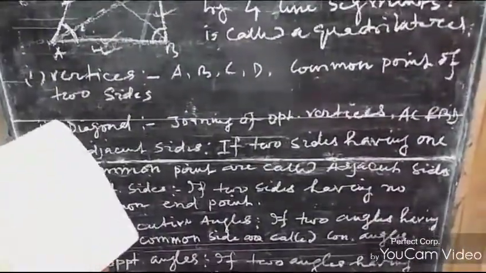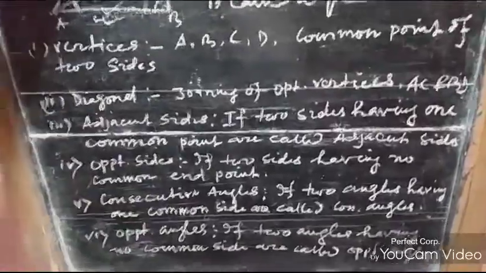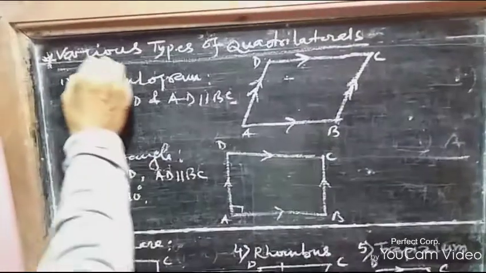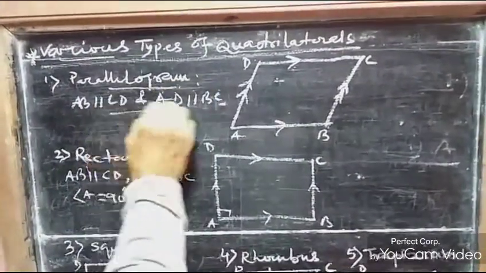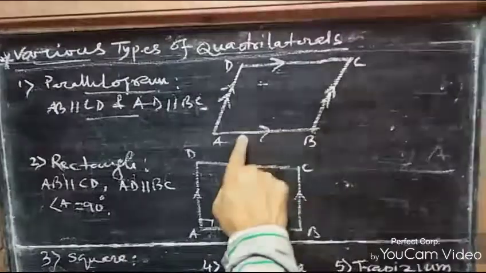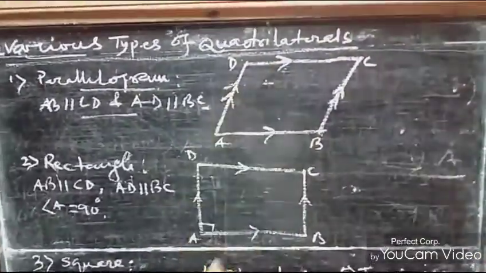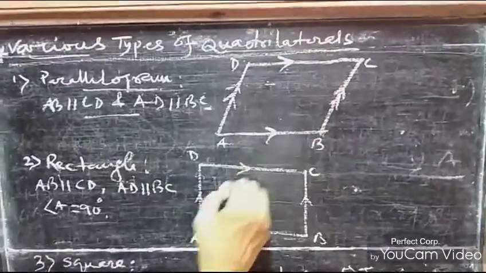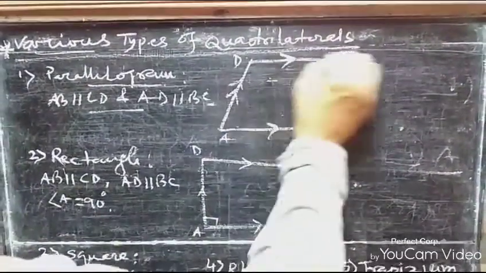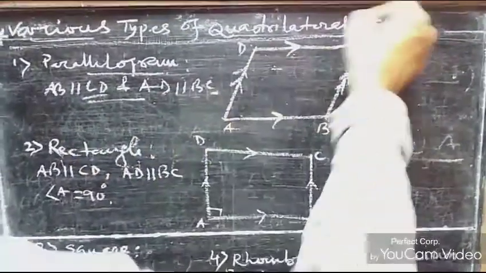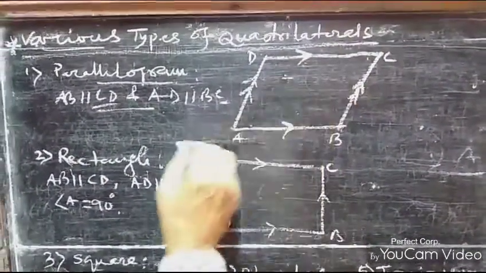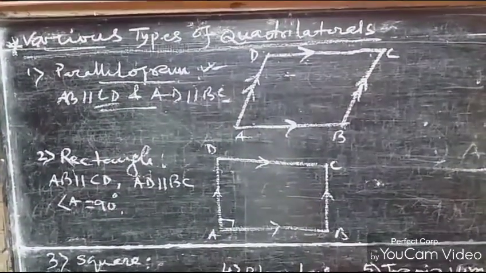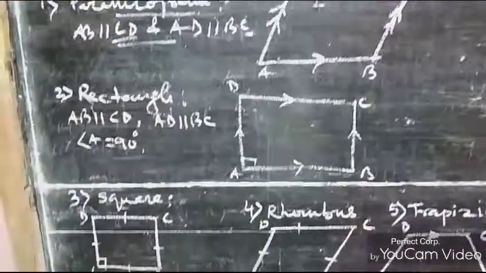Now what are the different types of quadrilaterals? I have shown you different types of quadrilaterals over here. The first one is a parallelogram. What is a parallelogram? This is first a quadrilateral, because it is a figure having 4 sides. A quadrilateral whose opposite sides are parallel to each other. This is AB parallel to DC and AD parallel to BC. If the opposite sides are parallel, that type of quadrilateral is called a parallelogram.